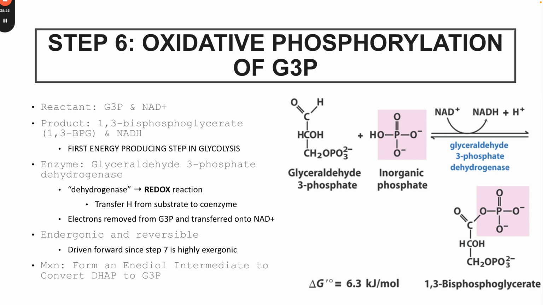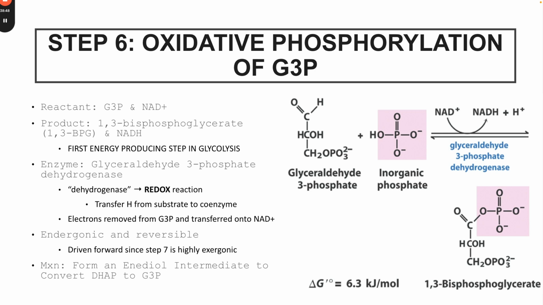Okay. So the reactants G3P and NAD plus are used. And then the products are 1,3-bisphosphoglycerate, 1,3-BPG, and NADH. So this is actually the first energy-producing step in glycolysis because, as you all know, hopefully, NADH is used in the ETC to make ATP. And so this is a very big deal for the glycolytic reaction.